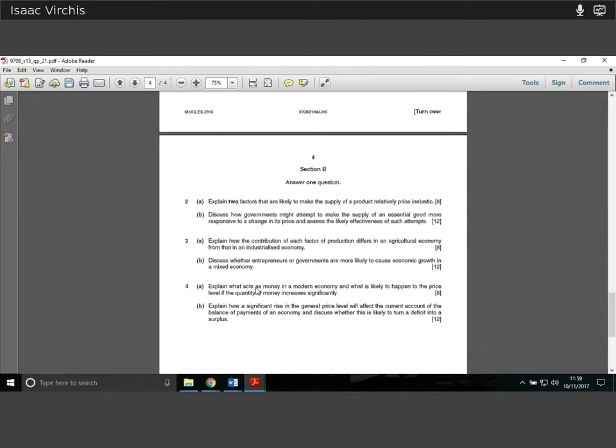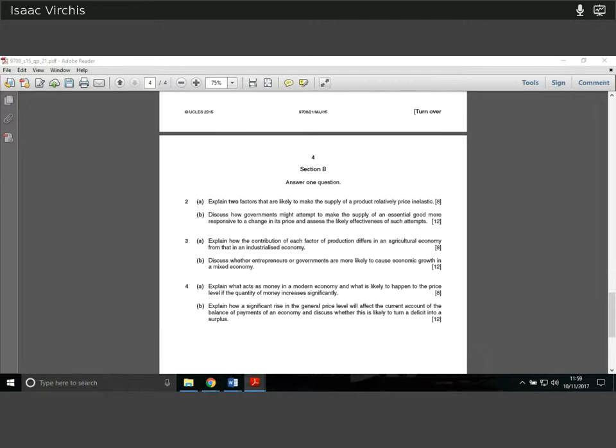Okay, moving through question 2A. Here we've been asked to explain two factors that are likely to make supply of a product relatively inelastic. So what we're going to do here is, the first thing we need to do is understand what it means for there to be elasticity of supply.